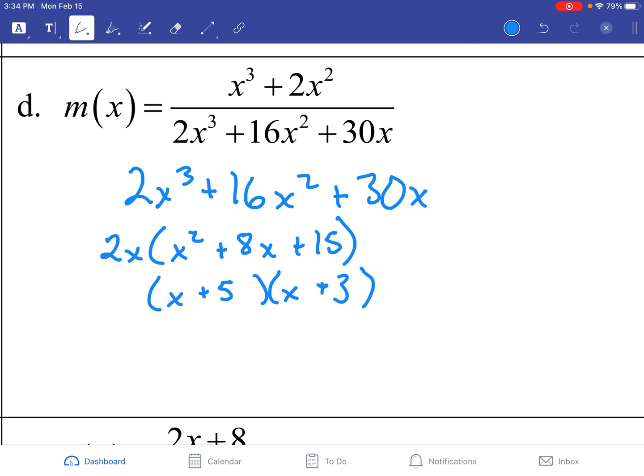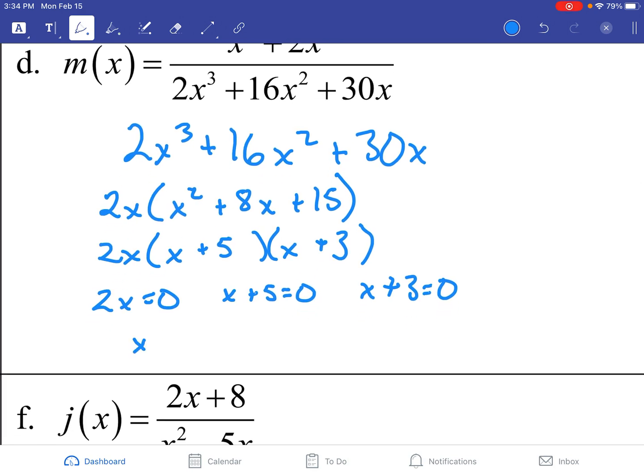Now, one thing that you have to make sure you do remember is that that 2x that's out in front has to stay there. It is part of your factorization, and it is going to be part of your answer. So you have 2x equals 0 because it's part of the factors, x plus 5 equals 0, and x plus 3 equals 0. If you solve all these for x, you're going to get x equals 0 because you divided by 2. 0 divided by 2 is 0. X equals negative 5, and x equals negative 3. So these are what x cannot equal when you're done.